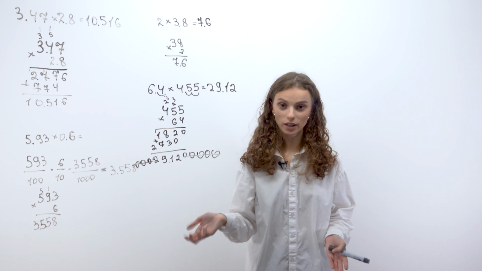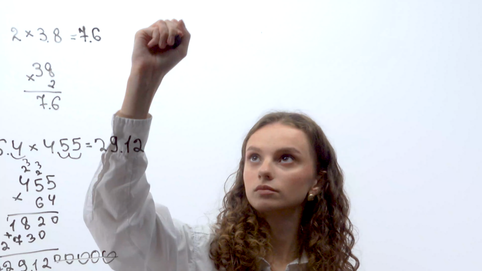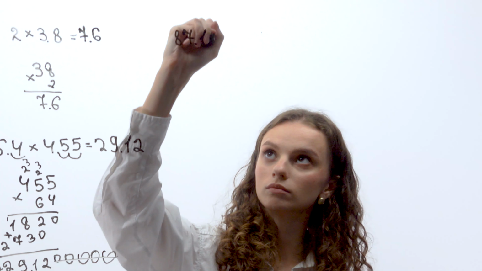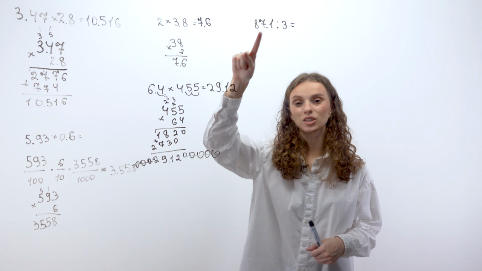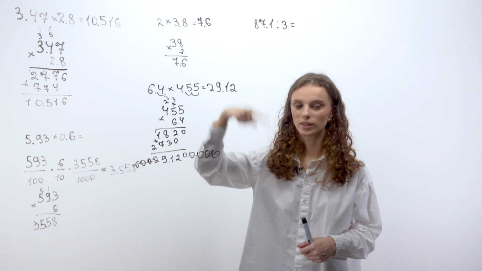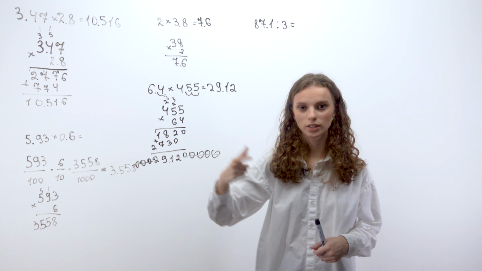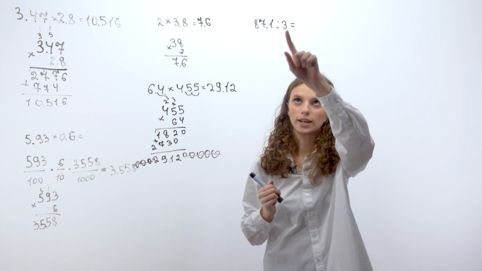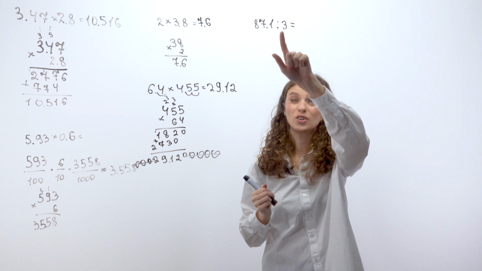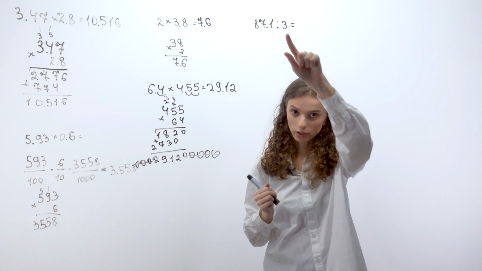Okay, now let's figure out how to divide decimals. I have 87.1 divided by 3. Unlike multiplying, here you actually need to remove that decimal point. To remove the decimal point, you're going to move it to the right. If you move it to the right here, then you also need to move the decimal point here.